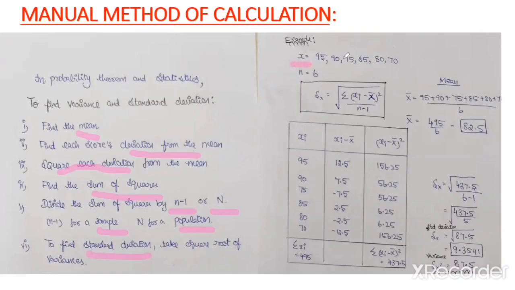So this X shows the marks of a person X. So there are marks of the six subjects. This is the formula for the standard deviation, and here we have to apply this procedure.